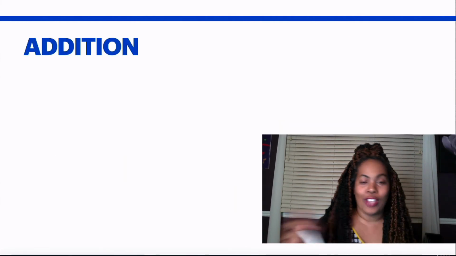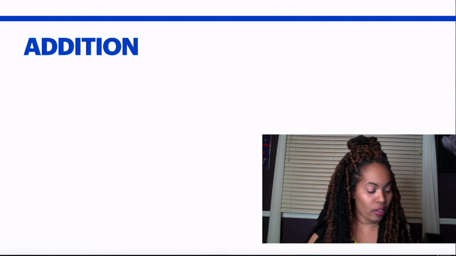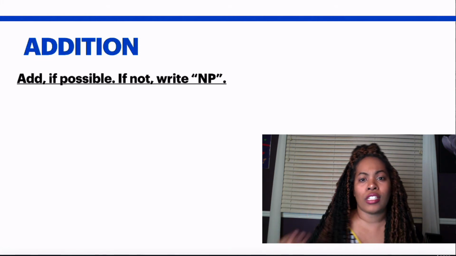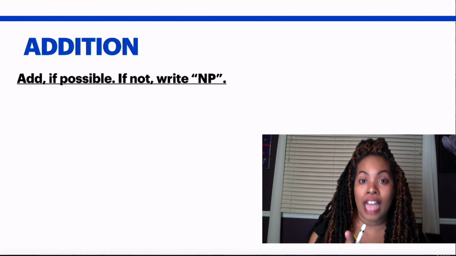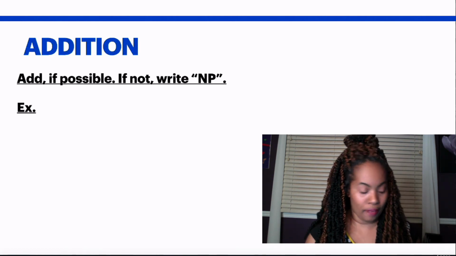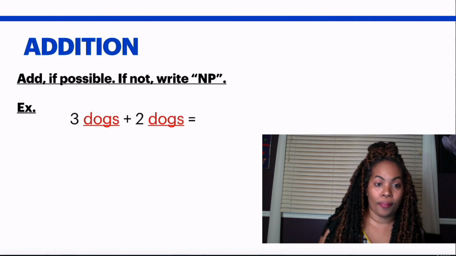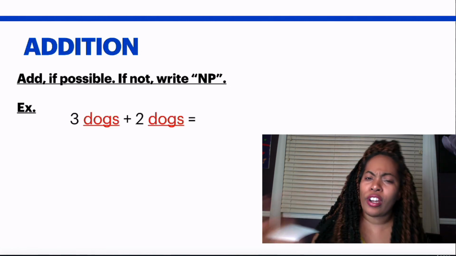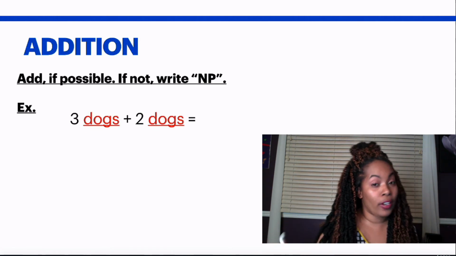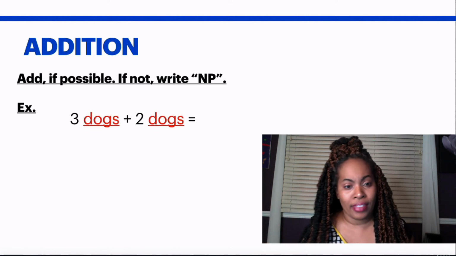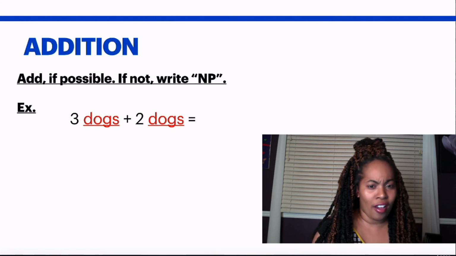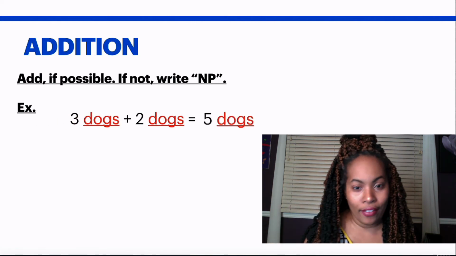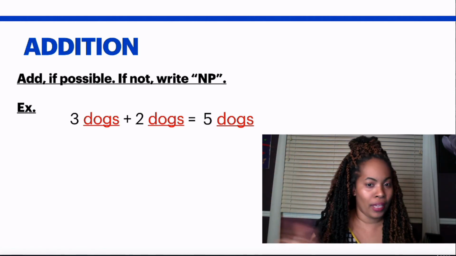Practice that. So let's do some addition considering the fact that the only things you can add are the same things. The instructions say to add if possible, and if it's not possible, write NP. So first example, 3 dogs plus 2 dogs. What are the things that we're adding? Because remember, you have to add the same things to get the same thing. We've got dogs plus dogs. So guess what we're going to get? More dogs. How many dogs? 5 dogs. Boom. Big picture, right?